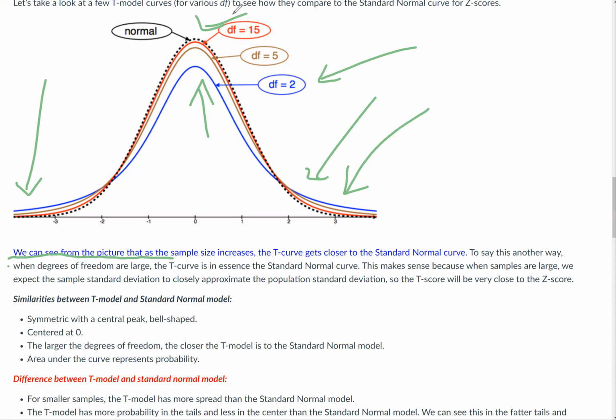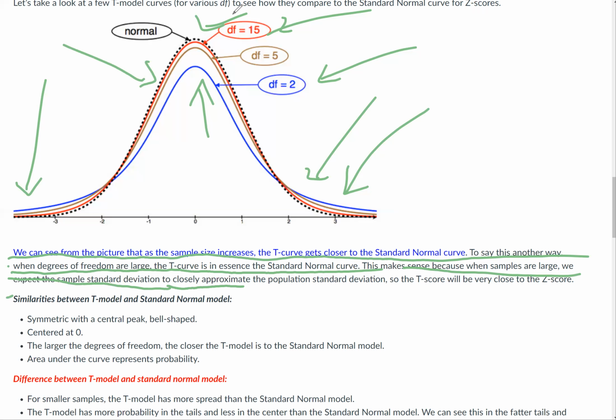We can see from this picture that as the sample size increases, the t curve gets closer to the standard normal curve. The black dotted curve is the normal curve, and the red curve, which has degrees of freedom 15, is almost exactly the same as the normal curve. The larger the degrees of freedom, the closer it is to the normal curve. At a certain point, you probably can't even tell the difference between them. The differences are so minute as df gets to a certain size that it won't even matter. When degrees of freedom are large, the t curve is in essence the standard normal curve. This makes sense because when samples are large, we expect the sample standard deviation to closely approximate the population standard deviation, so the t-scores will be very close to the z-scores.